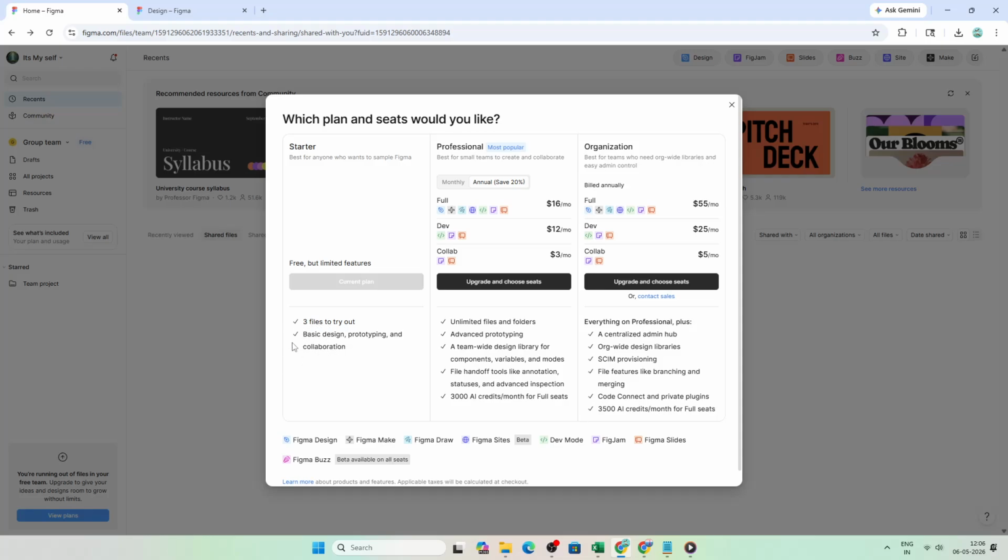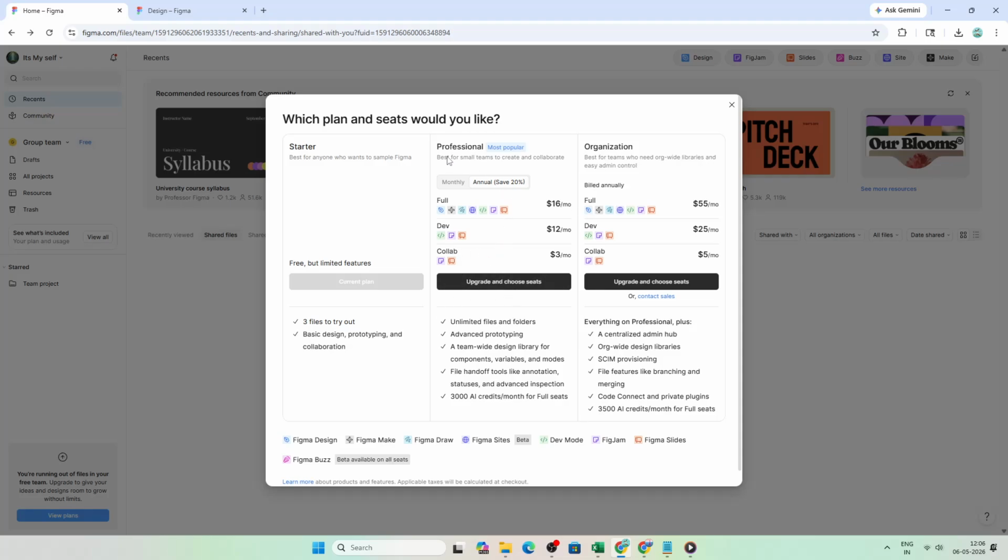Explore interface tools and share quick ideas, especially if you are building a portfolio or experimenting with new concepts before bringing in a team. Next up is Professional, priced between $12 and $16 per user per month. This plan is built for small teams that need structure and reliable collaboration.